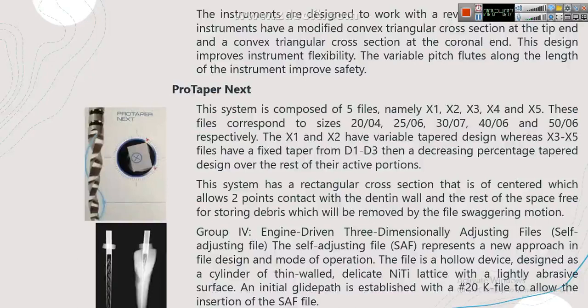The self-adjusting file presents a new approach in the design and mode of operation. The file is also associated with an irrigation system. The file is a hollow device designed as a cylinder of thin-walled, delicate nickel-titanium lattice with a lightly abrasive surface. An initial glide path is established with a number 20 K file to allow insertion of the self-adjusting file system.